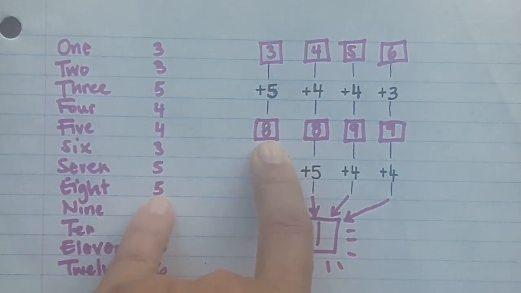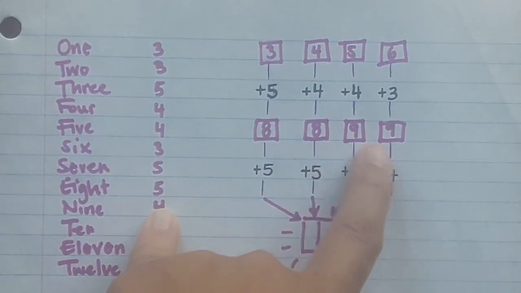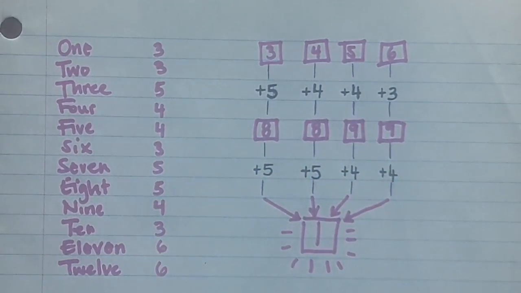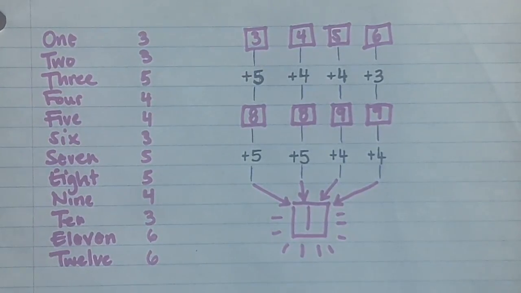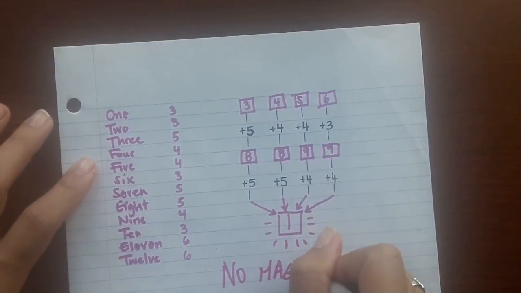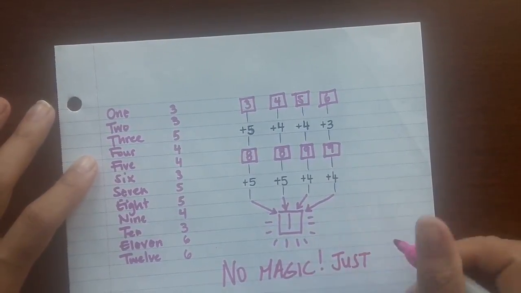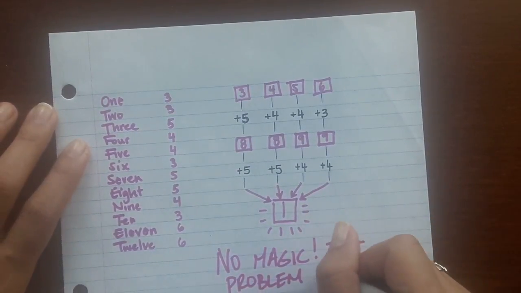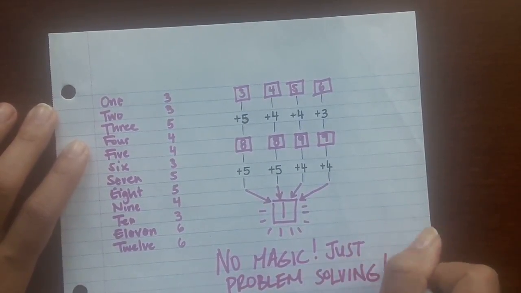Once you add those up, you get 8, 8, 9, 9. Well, if you have 8, 8 has 5 letters, and the word 9 has 4 letters. So you're going to be adding 5 and 4. No matter which one you land on, when you add them, you are always going to land on 1. This is not magic. This is simply solving problems.